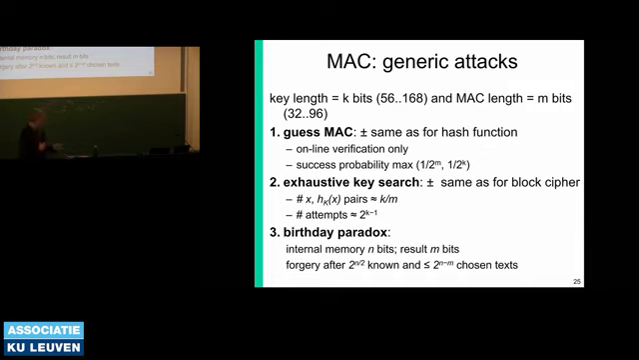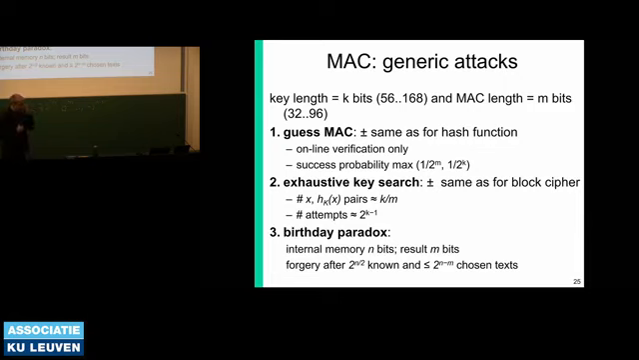So the number of pairs you need is k over m. Every pair gives you m equations, and if you have k over m pairs, you have k equations in the key bits. And more or less statistically, there will be a unique solution. So I collect k over m text-MAC pairs, and then the number of attempts is 2^(k-1). I just try all possible keys, and then I have a unique solution.